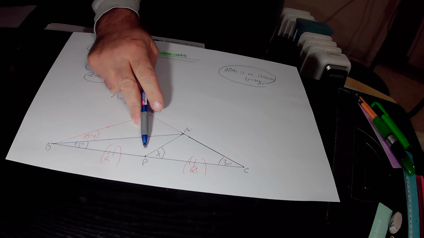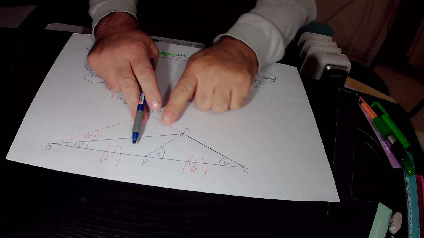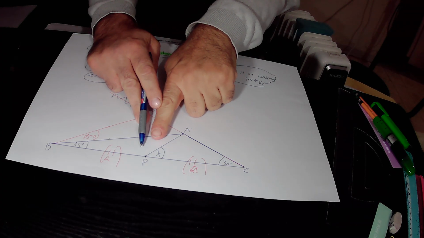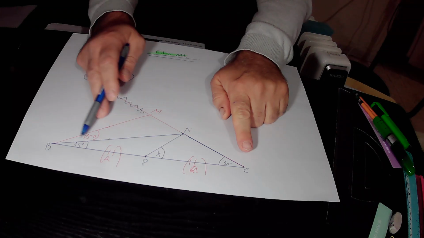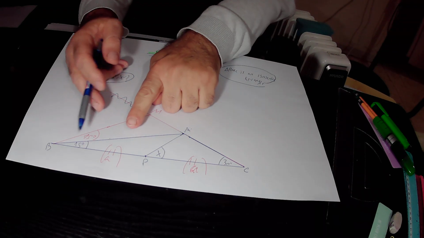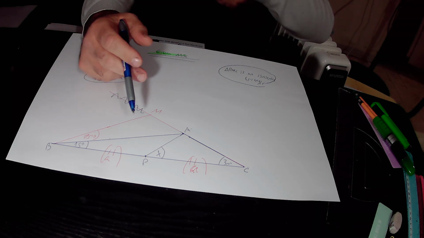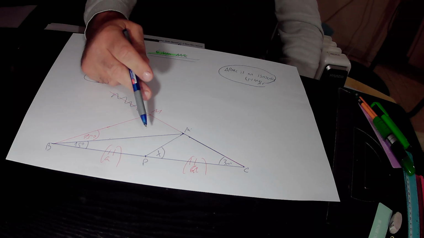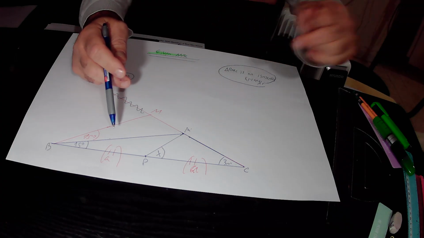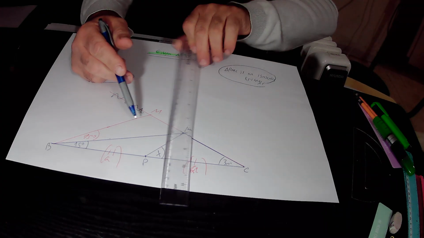Why? Because point P is the midpoint of BC. Why is point P the midpoint of BC? Because at point P, BC is bisected into two halves. The first half is A, the second half is also A. Therefore, the perpendicular from point M to the base BC must touch the base BC at point P and not at any other point.